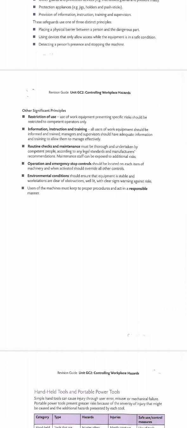Then point number 5 is environmental condition. When we're talking about environmental condition, it simply means you should ensure that the equipment is stable and the working station is clear of obstruction, and also clear of signs and warnings against any risk. So this simply means that if you are working in an open place, the weather condition can affect it. So if you know that you are working in a particular place all the time, you have to cover the area. You have to put shade over that place to prevent the wind, to prevent dust, right?